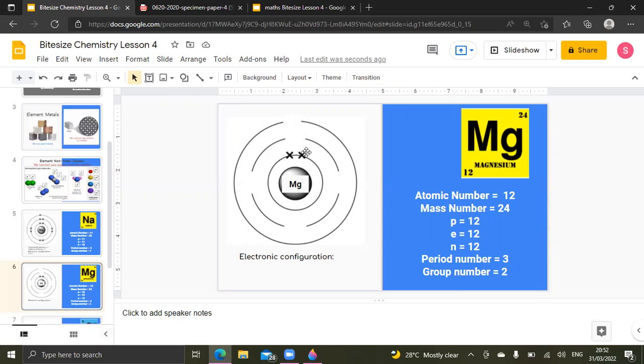Can somebody tell me the second orbital maximum? How many electrons? Tell me. 8. Mabruk. So 2, 4, 6, we always pair them up. Okay, we count 2 here, 8 here, already 10, but we have 12 electrons.